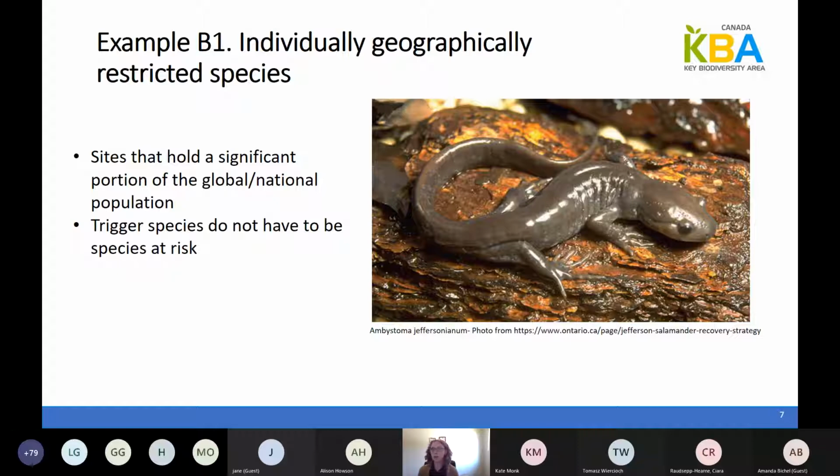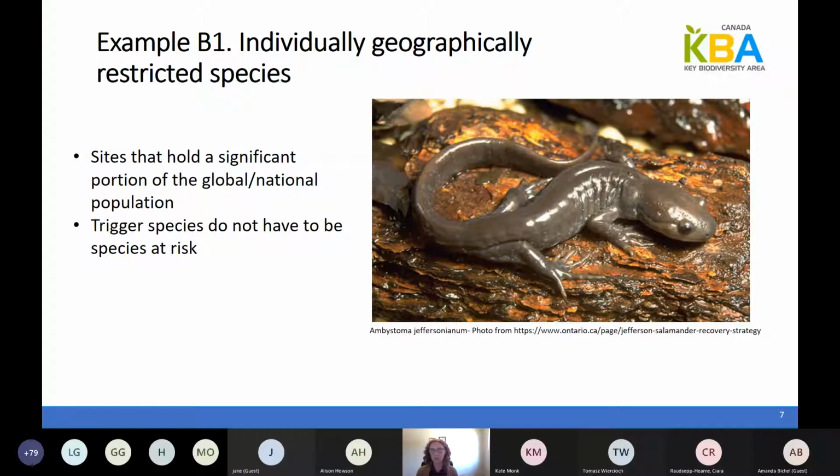So another type of KBA is B1, which is individually geographically restricted species. KBAs for B1 are triggered when a site holds a significant portion of a global or a national population, but in this case, they don't have to be species at risk, but the sites do have to hold quite a large proportion of the population. So in this case, it's 10% of the population has to be on these geographically restricted sites.